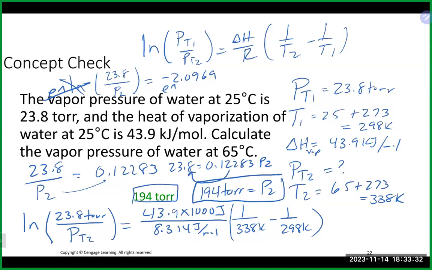Vapor pressure went up, right? It started at 23.8 and now it's at 194. That is because with the increase in temperature, you have an increase in energy, and you're going to have more liquid molecules that have enough energy to escape the liquid phase and go into the gas phase. And that means you'll have more vapor above the liquid, in this case at the higher temperature, and thus you would have more pressure associated with it. Any questions on that calculation out there?